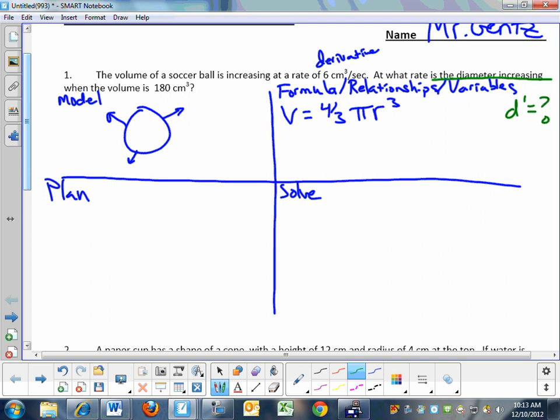D prime equals what? Do you have a D in your current equation? No. So what do we need to do? Substitute something in. Is there a relationship that exists among R and D? 2R equals D or R equals 1/2 of D? If I plug that in for R, will I now have an equation that has D in it as opposed to R? And then when I take the derivative, I will end up with a D prime. So I'm just going to write this out. Volume is equal to 4 over 3 pi (1/2 D) to the third.